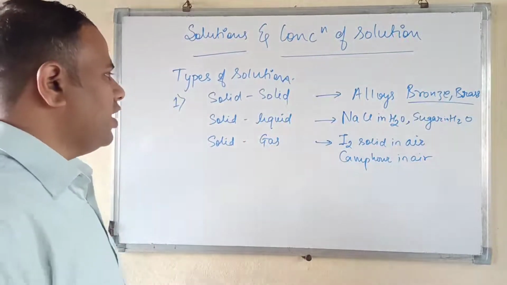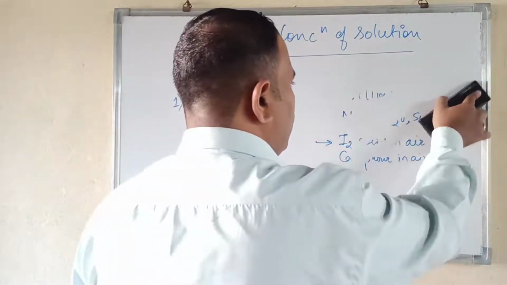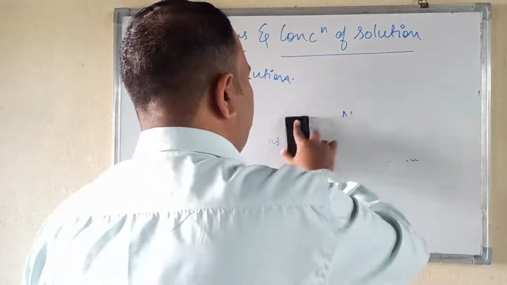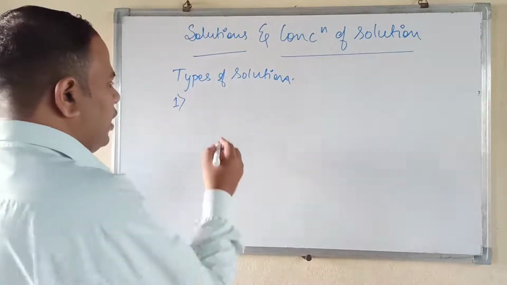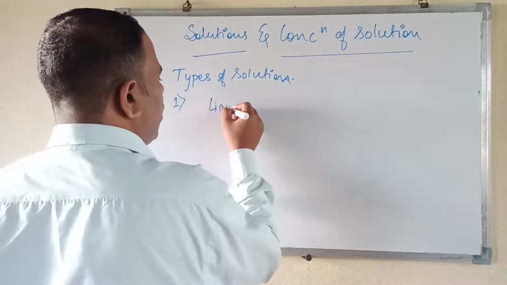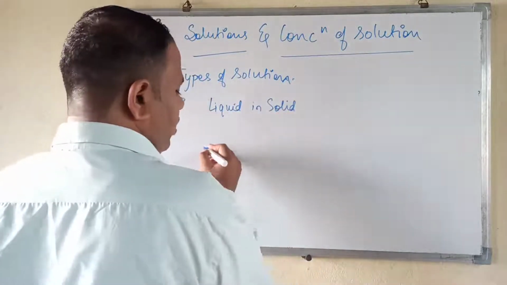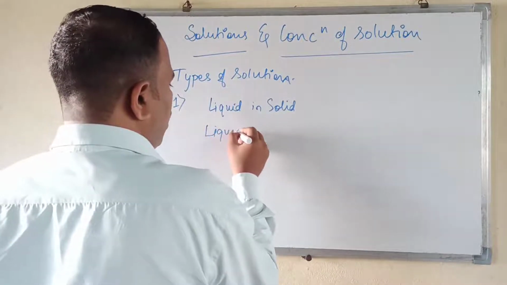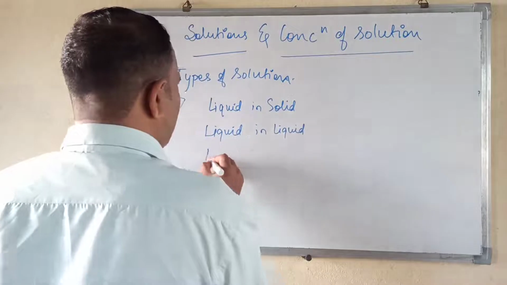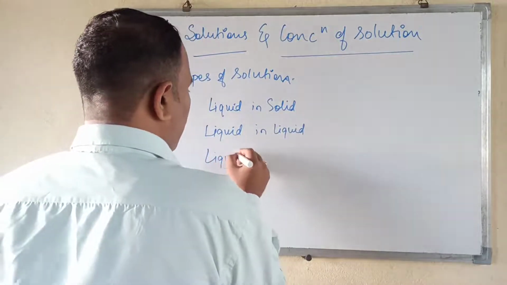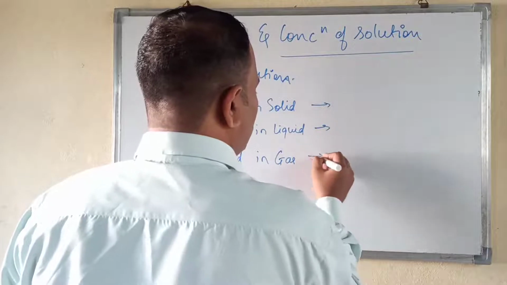Now let's see liquid types of solution. The first type here is liquid in solid. Second, liquid in liquid. Third, liquid in gas. We are going to see one example of each of them.